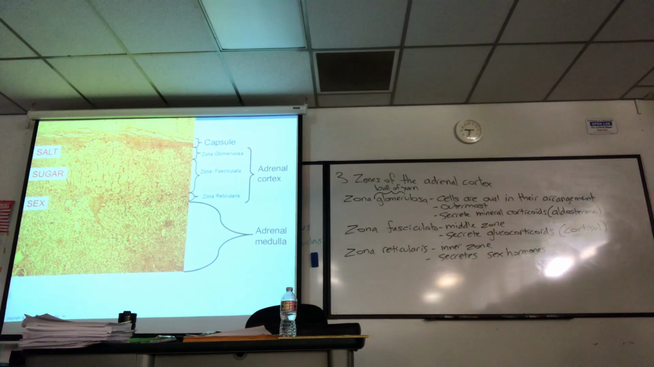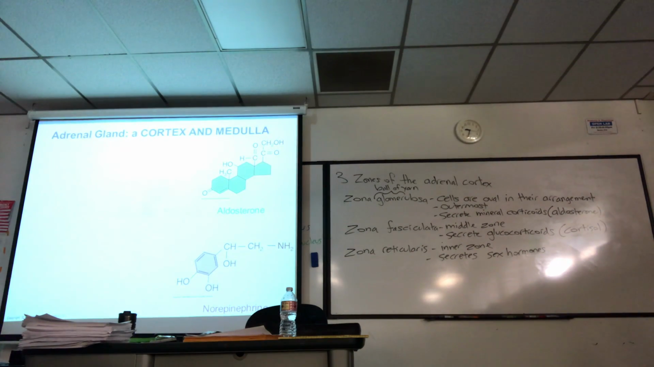What is salt referred to? Mineral corticoids. What does aldosterone do? Reabsorbs sodium. That was on today's quiz. Did you get it? Salt. Sugar refers to zona fasciculata, cortisol. It helps increase circulating levels of glucose. I'll show you how. And the sex hormones. Salt, sugar, sex corresponding to the three zones: glomerulosa, fasciculata, reticularis.